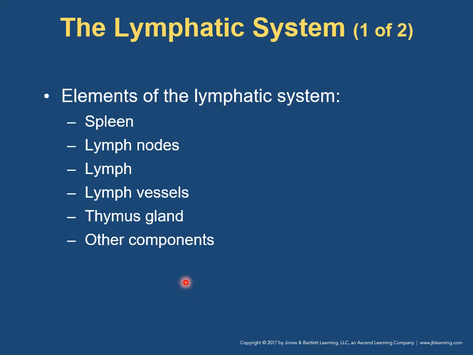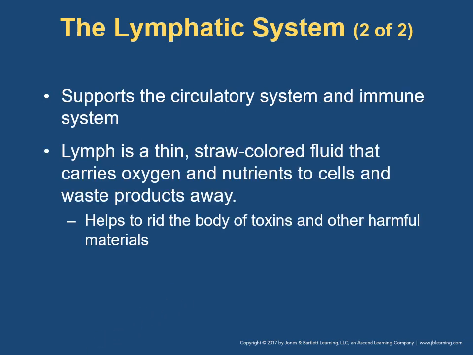This is the lymphatic system. Elements of the lymphatic system are the spleen, lymph nodes, lymph vessels, thymus gland, and other components. It supports the circulatory system and the immune system. Lymph is a thin, straw-colored fluid that carries oxygen, nutrients, and hormones to the cells and waste products of metabolism away from the cells to be excreted.